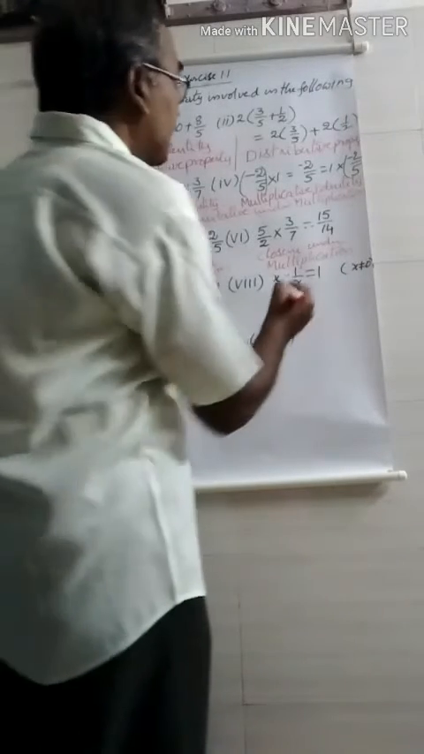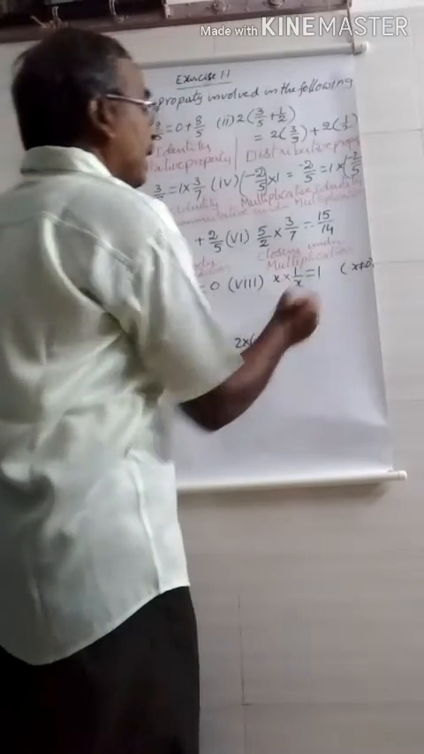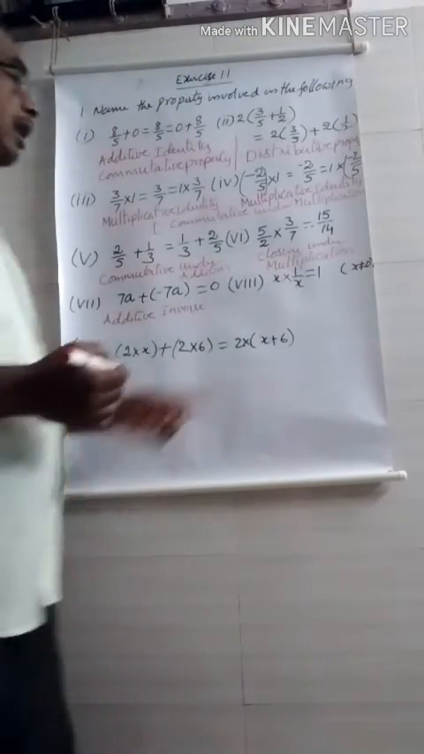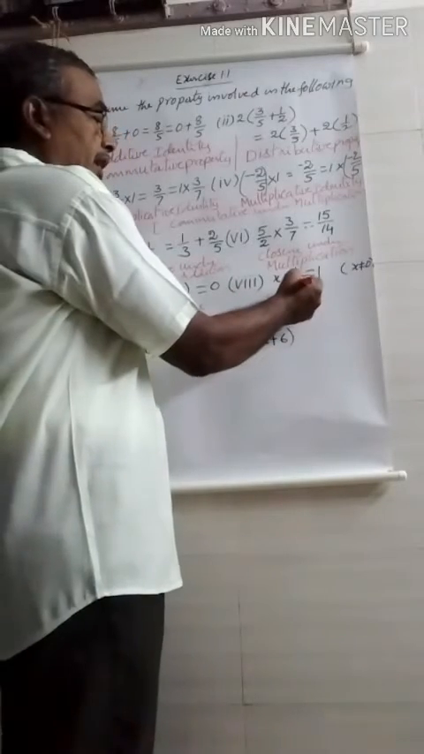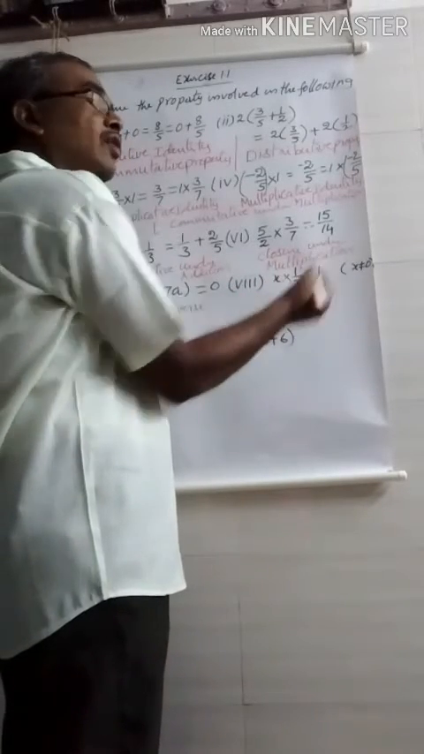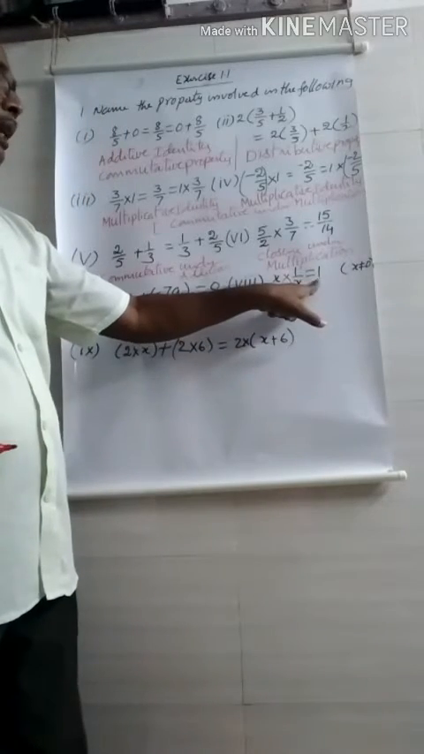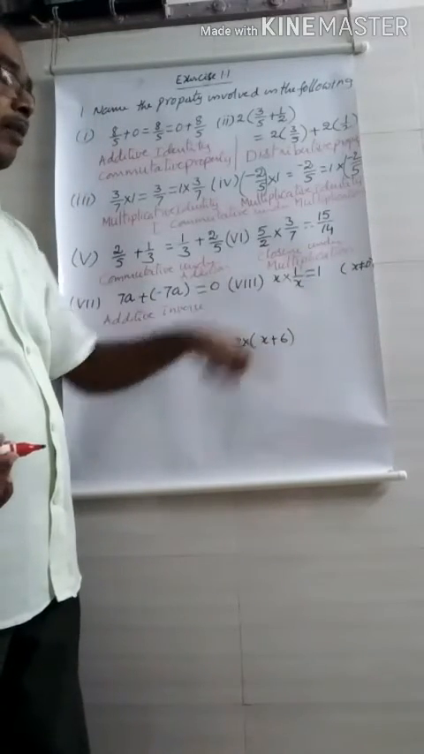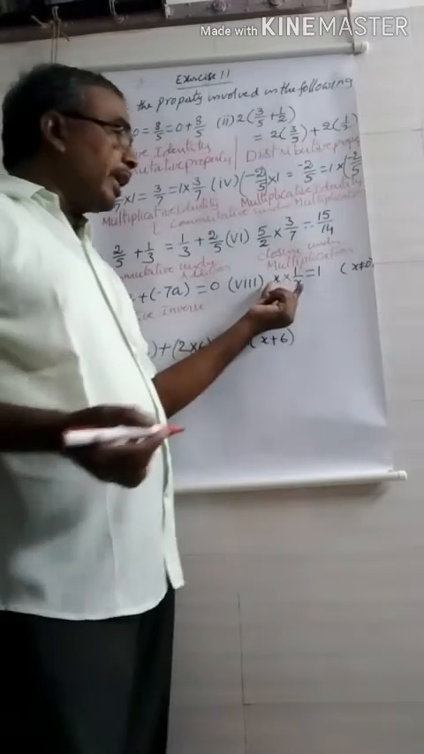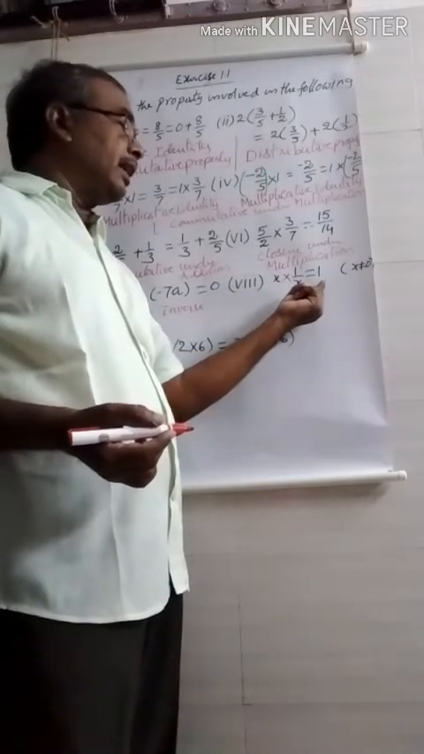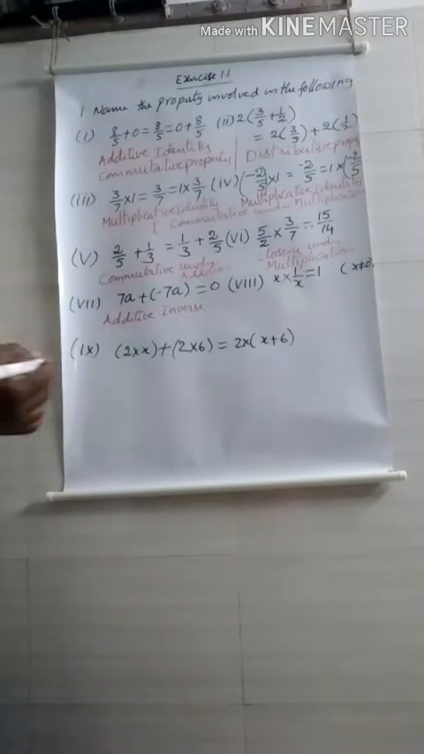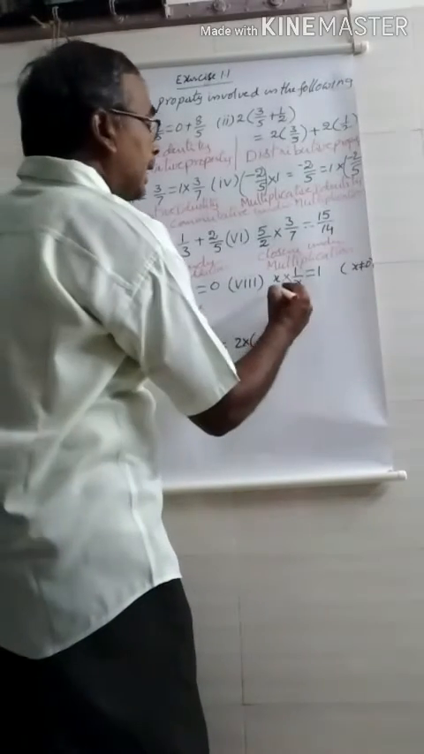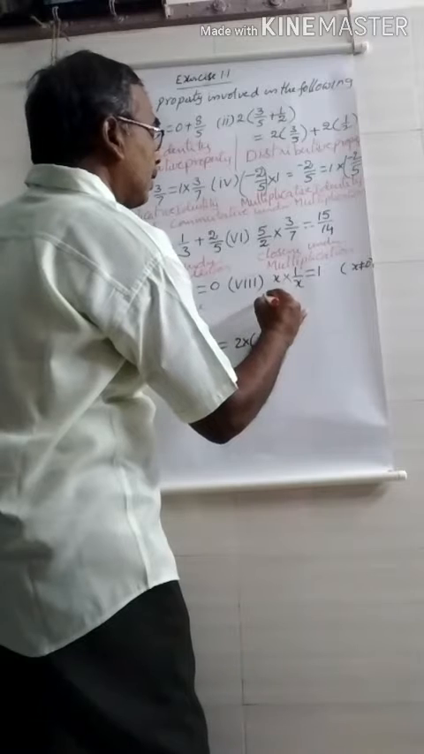Now here you may observe x into 1 by x is equal to 1. That means into means multiplication. x into 1 by x, that equal to 1. x cancels. 1 into 1 is 1. That means 1 is the multiplicative identity. But what we get is the multiplicative identity. That means here it indicates what property it is. It is multiplicative inverse.